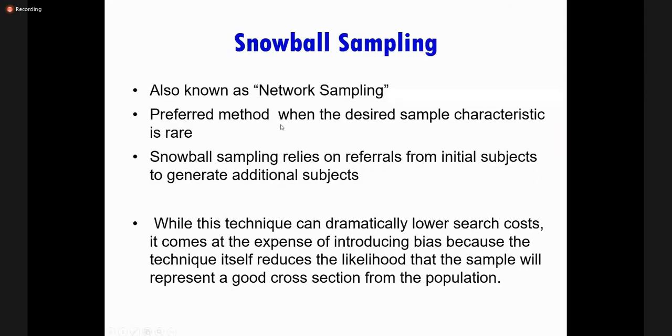Now comes the snowball sampling, which is a very, very interesting kind of sampling. It is also known as network sampling. It is a preferred method when the desired sample characteristic is rare, or you are working on a topic which is taboo in the society, and it relies on referrals from initial subjects to generate additional subjects. While this technique can dramatically lower search cost, it comes at the expense of introducing bias, because the technique itself reduces the likelihood that the sample will represent a good cross-section. In simpler words, I will show you this.